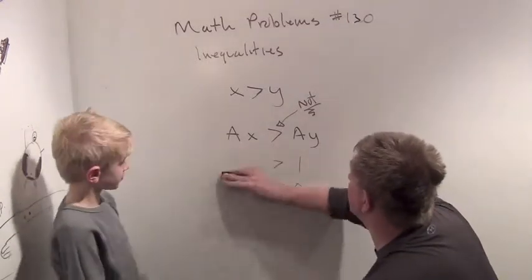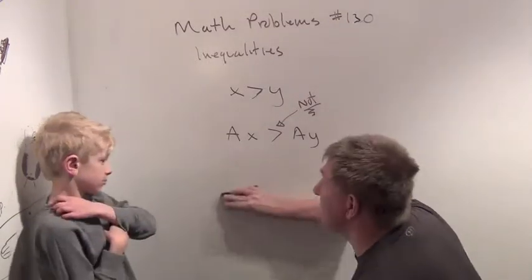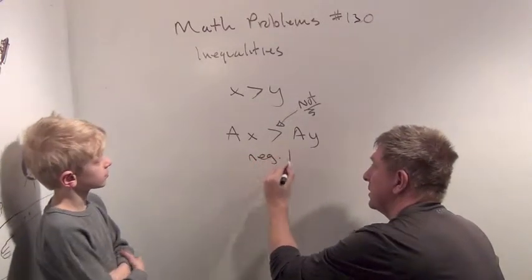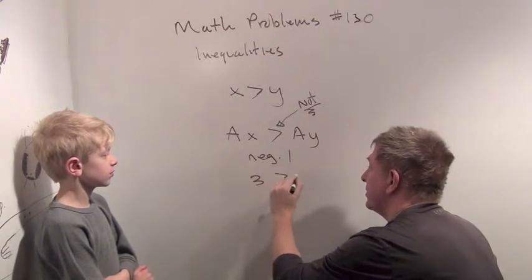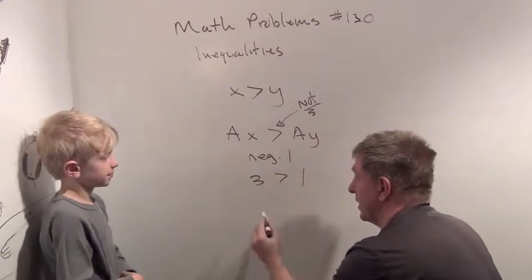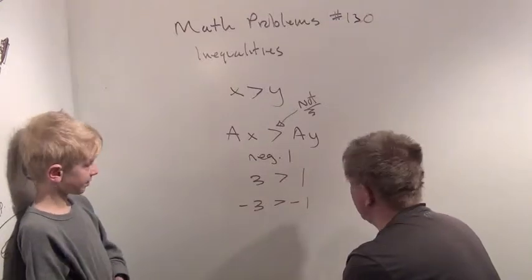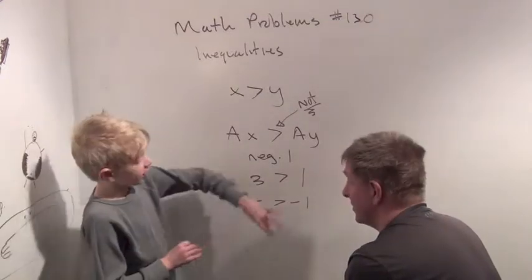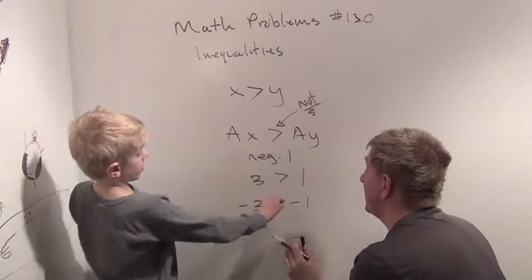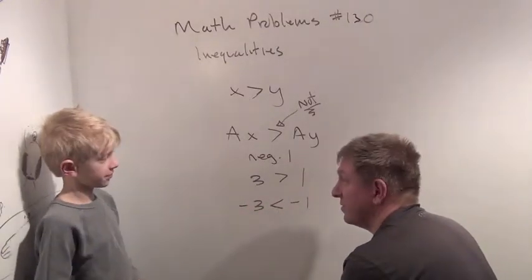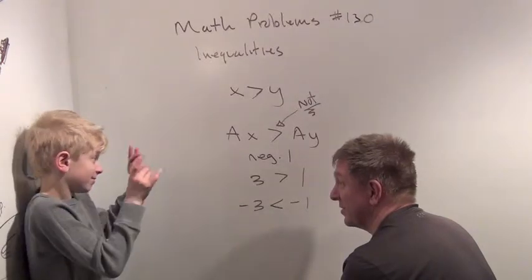Now let's see what happens when I multiply by a negative number. Let's just multiply by -1. 3 is definitely bigger than 1, right? Okay, is -3 bigger than -1? It's not. What is? -1 is bigger than -3, so the sign flips around. The inequality reverses when you multiply with negative numbers.